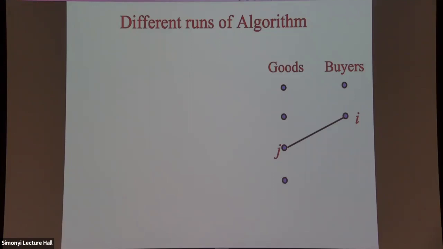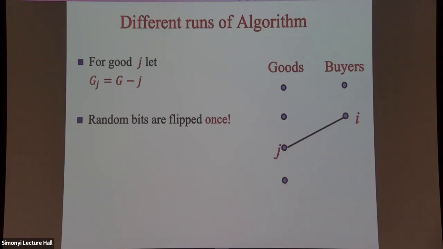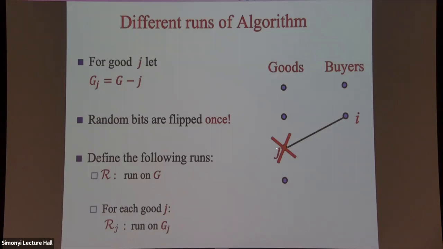So let me describe several different runs of the algorithm. And what do I mean by that? I'll say in a minute after it's defined. For each good j, let G sub j be the graph in which good j has been removed, and we'll define G sub j for every j. Now, these runs of the algorithm are defined through only one randomization. The first step is common to all these runs. So we execute the first step, and then we run the second step in many different ways. One is the normal way, which is the run on G itself. And one is for each good j, we run it on the graph without good j. And that I'll call R sub j. So R is the run on the entire graph, and R sub j is the run on the graph minus good j.